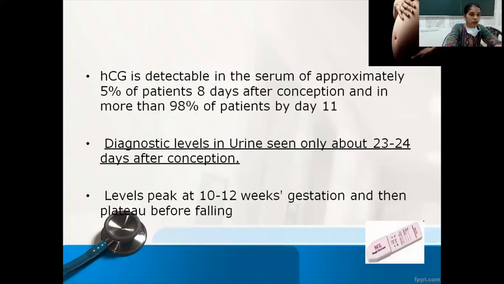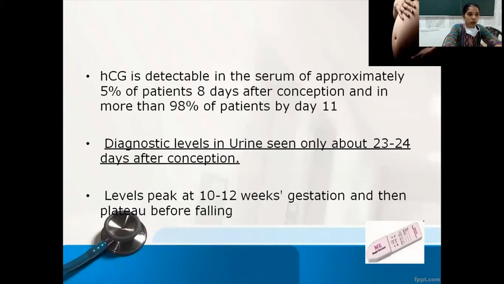HCG is detectable in the serum of approximately 5% of patients 8 days after conception and in more than 98% of patients by day 11. That's why, even if you do the pregnancy test on the 28th day of the cycle, or immediately the next day after the menstrual period is missed, it will be positive, because in 98% of patients the serum HCG will be detected by day 11. There is no need to wait until 1 week after the missed menstrual period.